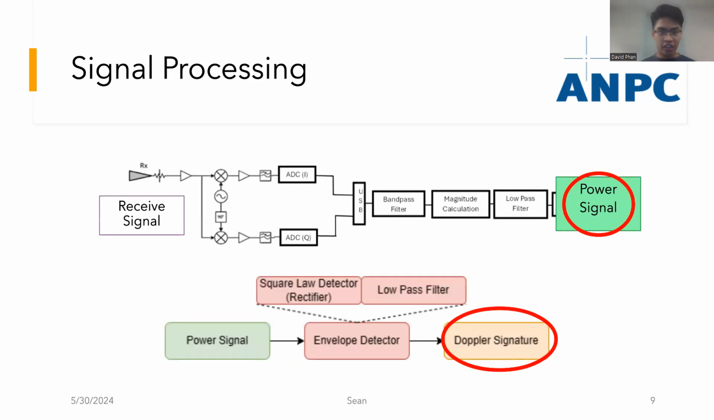For the receive part of our signal processing, we have the HackRFs, which have analog to digital converters connected through USB to our laptops, and that is running GNU Radio, which has software filters like bandpass and low-pass filters and magnitude calculations to extract the power signal. And from that power signal, we have square law detectors and low-pass filters in an envelope detector to get the Doppler signature, which we then use to extract all the velocity information.